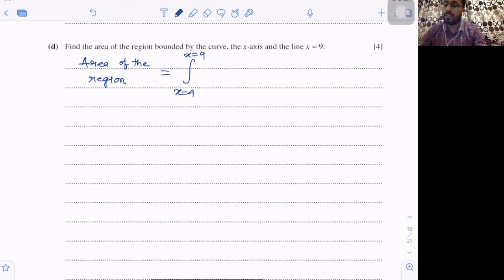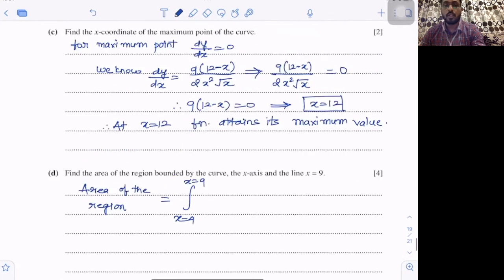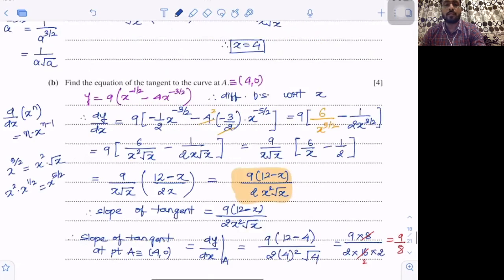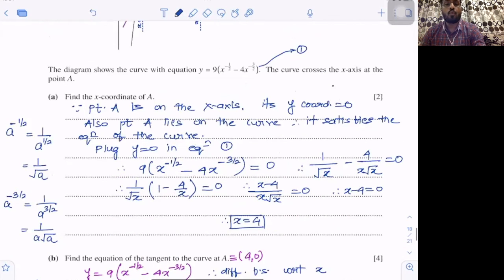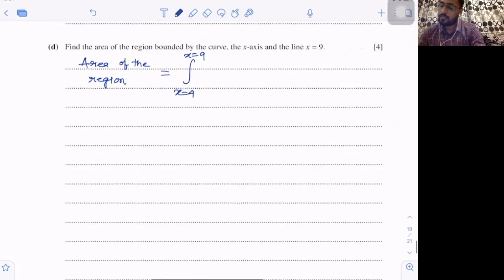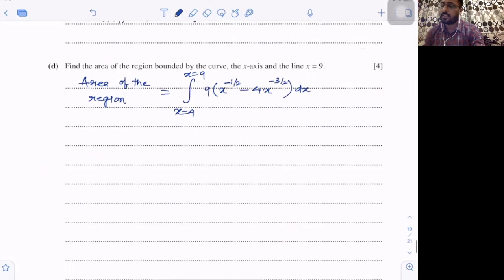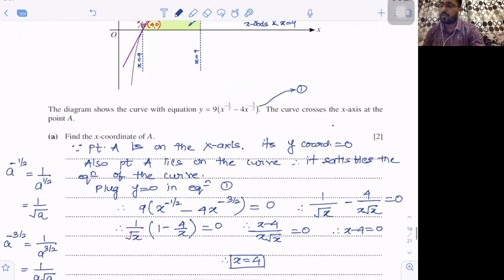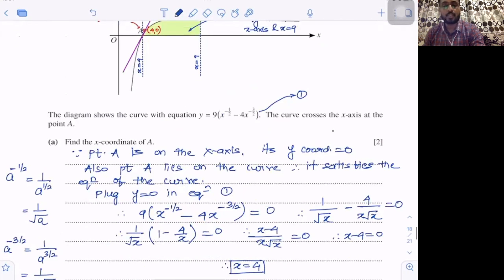And what do you want to integrate? You want to integrate the equation of the curve. So what was the equation of the curve that we had? The equation of the curve was 9 times x raised to minus half minus 4 x raised to minus 3 upon 2, dx. Let's check it one more time: 9 times x raised to minus half minus 4 x raised to minus 3 upon 2.